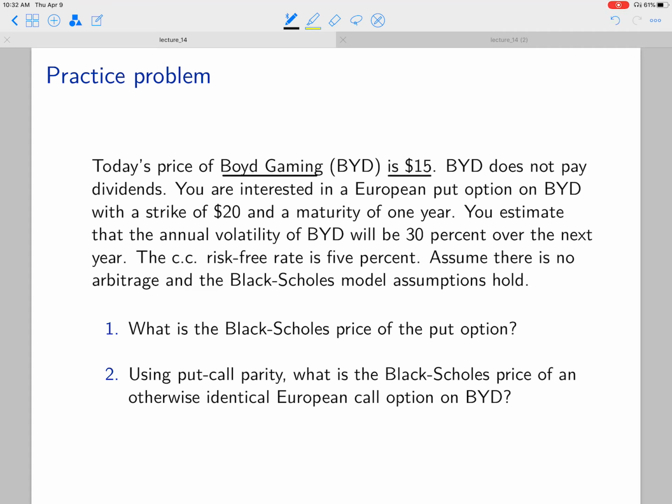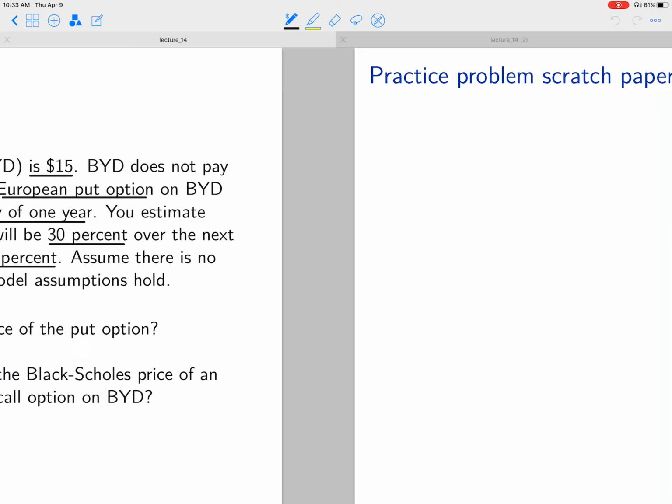Today's price of that stock is $15, and it is expected to have an annual volatility of 30% over the next year. Okay, we're interested in a European put option on Boyd Gaming with a strike of $20 and a maturity of 1 year. We assume there's no arbitrage and the Black-Scholes model assumption holds, and the continuously compounded risk-free rate is 5%. We want to do two things in this problem. First, get some practice with the Black-Scholes put option pricing formula by calculating the Black-Scholes price of this put option. And second, refresh our mind of put-call parity and price the otherwise identical European call, that means the same strike and the same maturity, on Boyd Gaming.